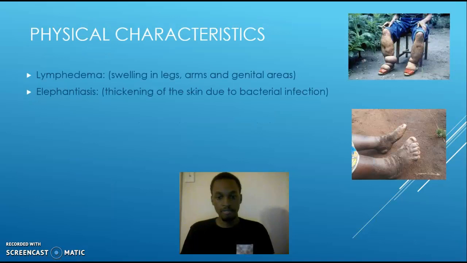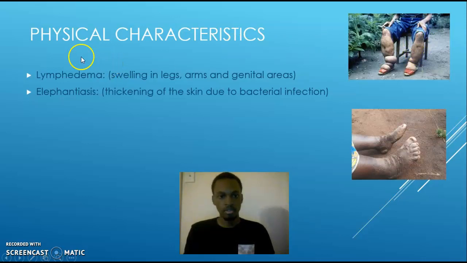And some of the physical ways this can affect a human body are two ways. It could lead to lymphedema, which is swelling in the legs, arms, and genital areas, which is due to the fluid collection. So if the fluid isn't going anywhere, it's just going to swell up parts of the human body, like this person's legs right here. It's just going to make them all swell, and it's going to make it very difficult for them to live their lives with swollen legs like this.